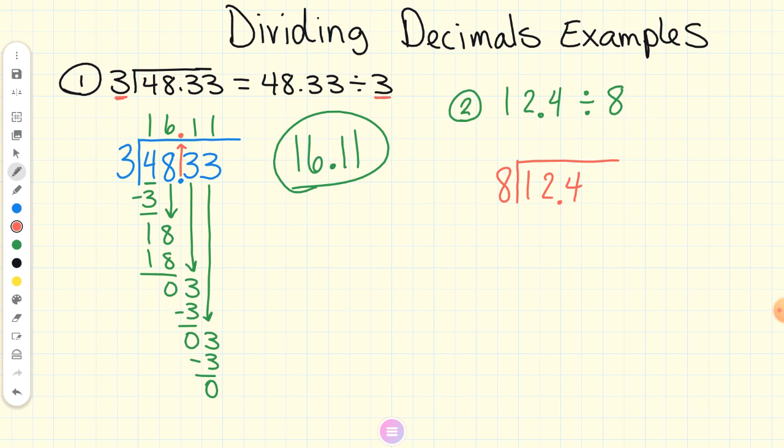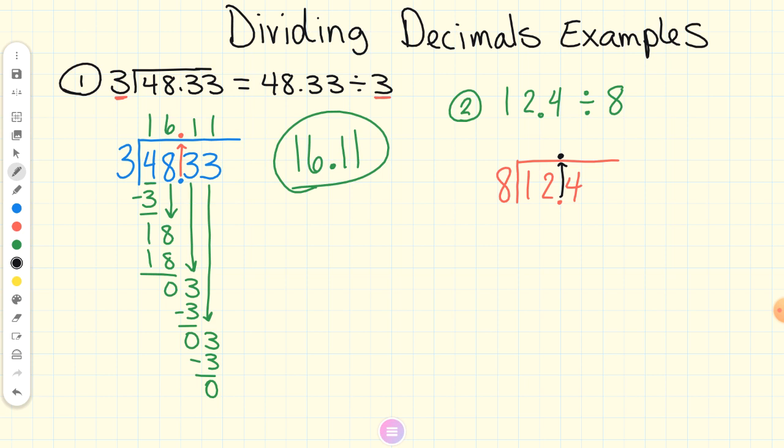Before I do any math, I have to take care of my decimal point. Mila, where does it go? You move it up. You move it straight up into the answer, into the quotient. So let's move it straight up. Once we have it placed in the correct spot, we're done with it. We don't have to think about it anymore till we write it in our answer.